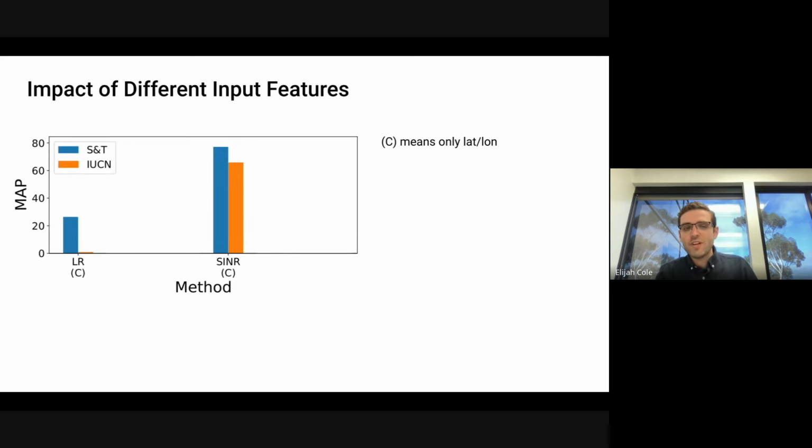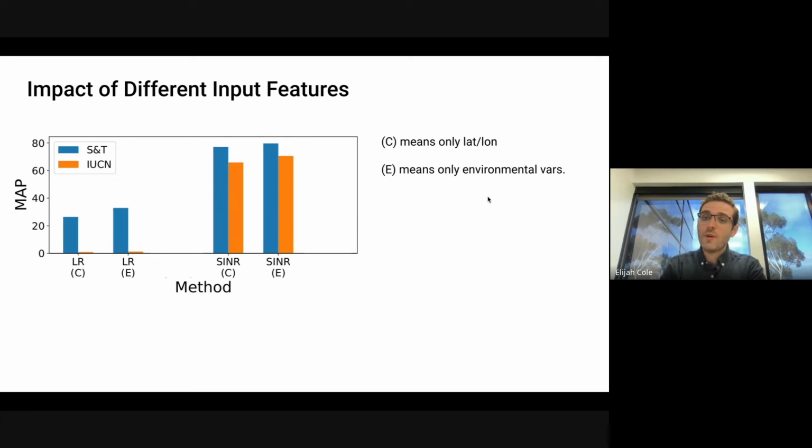One other aspect we study is the impact of different input features. As the question earlier asked about, these geospatial models are only taking in longitude and latitude, so what do they get you that you don't get from, what's the point of decoding them like that? Well, one way to assess that is to look at what happens when you use different input features for these models. So we're comparing logistic regression to our model Signer. These bars are only using latitude and longitude as input to the model, and we have our 2 bars for the 2 different mapping tasks.